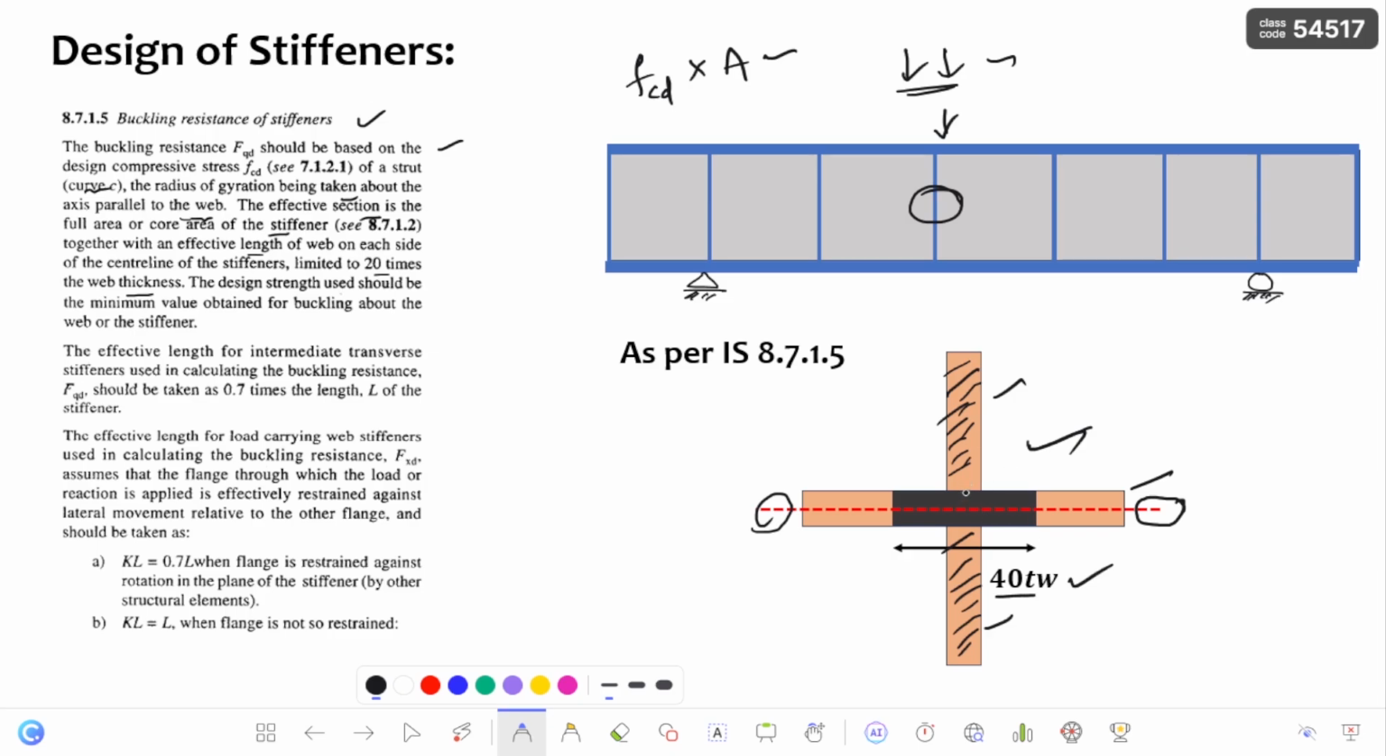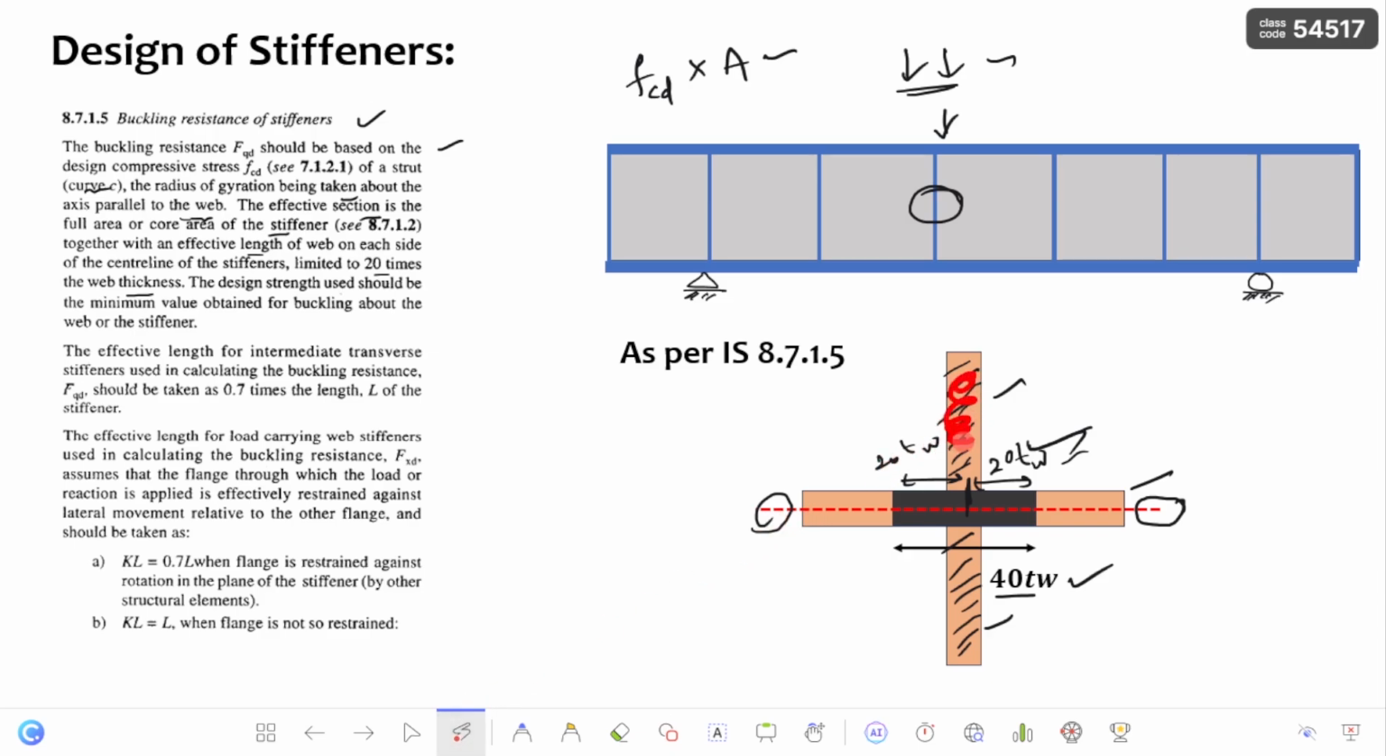If you consider this as the center line of the stiffener, from this center line 20 times the thickness of the web, and also 20 times the thickness of the web on the other side of the center line of the stiffener. So this is the effective length of the web which is going to participate in the resistance of buckling along with the stiffener. So 40 times the thickness of the web also helps in resisting the buckling of the stiffener. Now what effective cross section you are going to consider, I am going to show with the highlighter here, you can see.